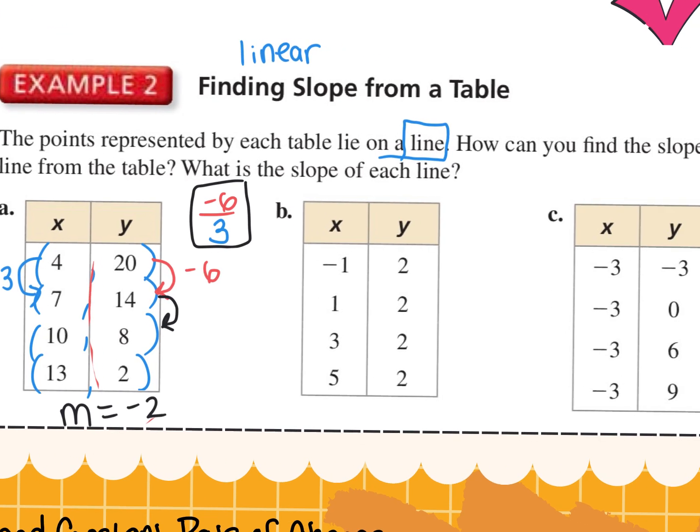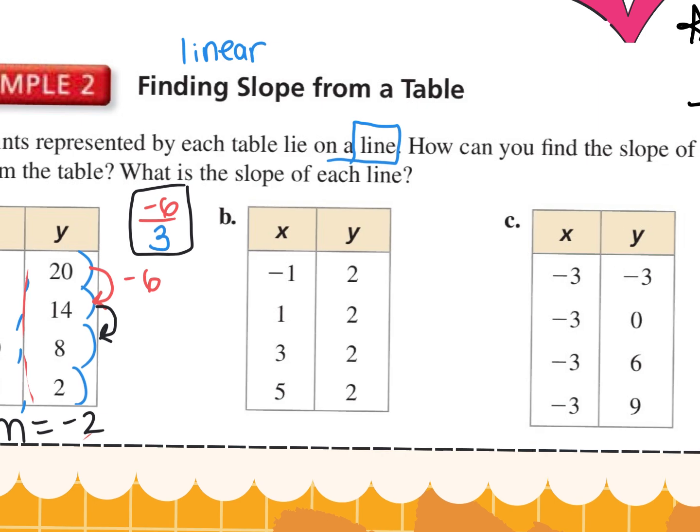Okay, we're going to look at this one, part B. If you look first, what are we going to find? The change in the y. So if we look at the y column, from 2 to 2, it doesn't change at all. It's +0, right? So the numerator is 0. The denominator from -1 to +1 is 2, right? So 0 over 2, what does that equal? 0. Thank you. The slope is 0.